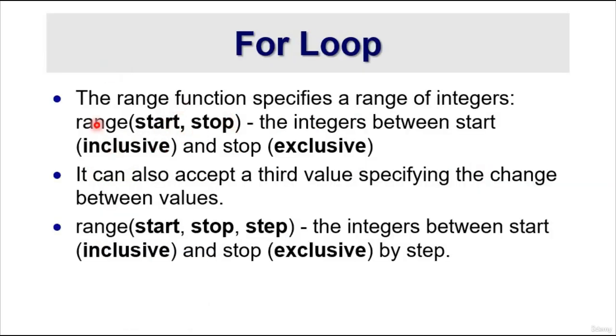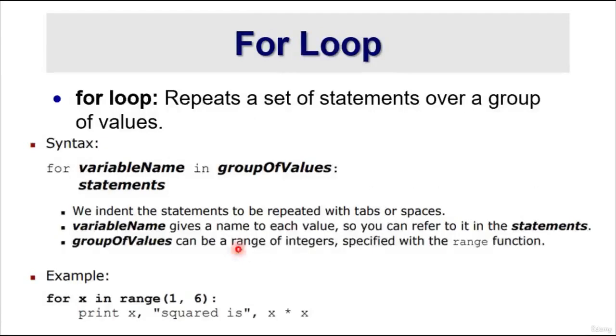And this is the explanation of the inclusive and exclusive. The range function specifies the range of integers, with a start and stop. The integers between the start, which is inclusive, and the stop, which is exclusive. So the start is inclusive, in between is inclusive, but the stop integer is exclusive. For example, 1 is inclusive, in between 1 and 6 is inclusive, but 6 will not be included during the execution.